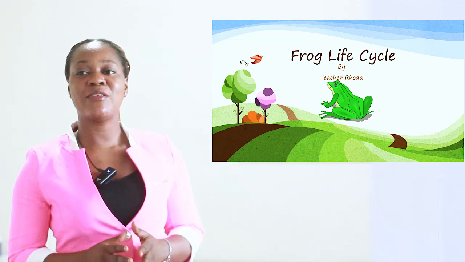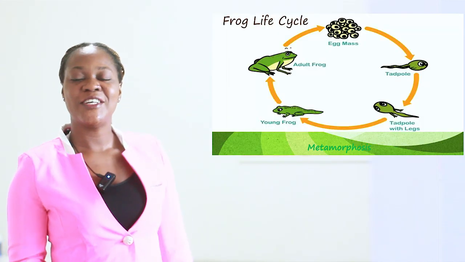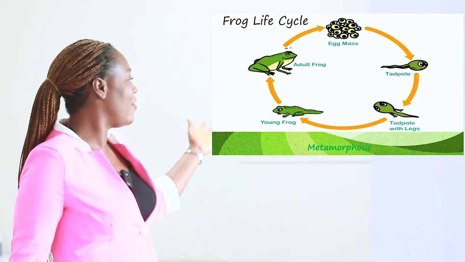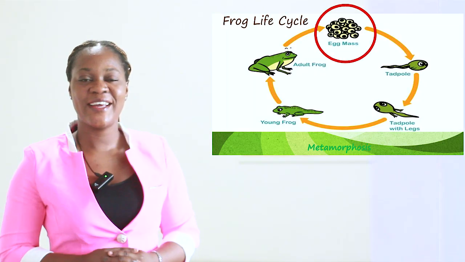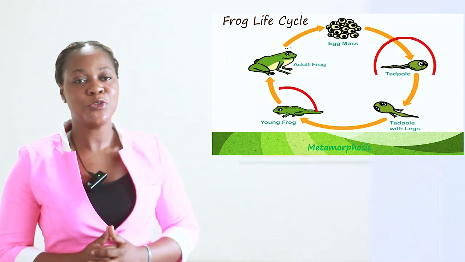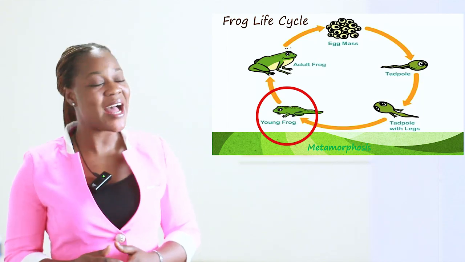Great job. Today, I'm here to teach you how a frog develops gradually. So today we're going to talk about the life cycle of the frog. As you can see through the diagram here, it shows us the life cycle of a frog from egg to tadpole, from tadpole to young frog, which is called froglet, and from that to adult frog.